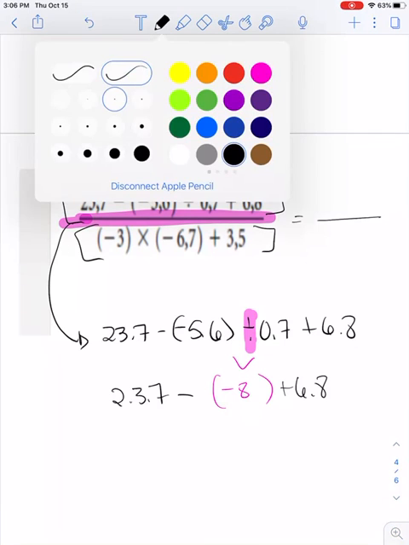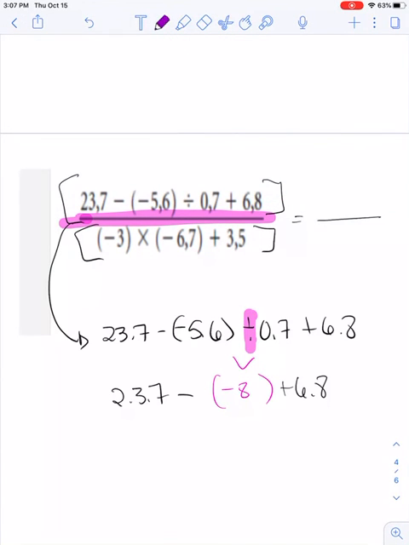Then there's no more multiplication, no more division, so we have a subtraction that we're going to be doing. That gives us 30.7. Then 30.7 plus 6.8. Do the adding. Gives us 38.5. We take this number, we place it here.